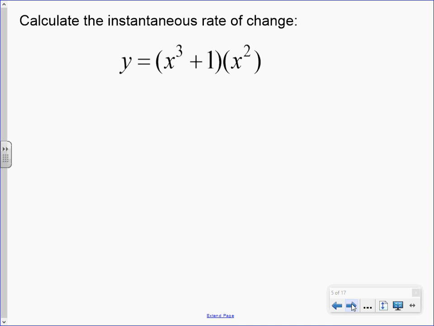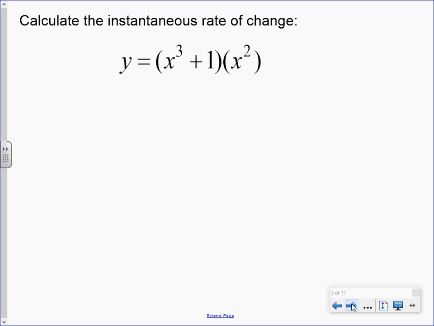Okay? So tell me this. If this were on your quiz, what would you do? You would have multiplied x squared to those 2 terms, which isn't bad, right? And then you would have found the derivative.